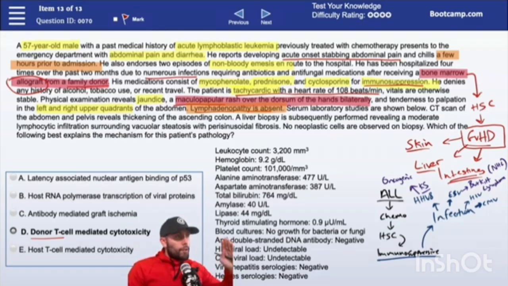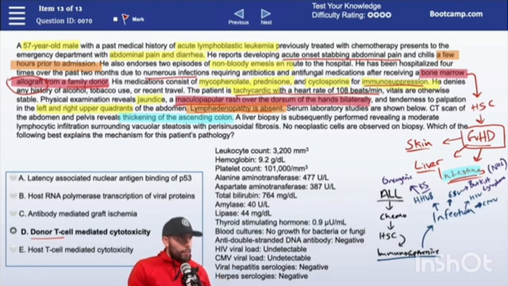All right, we're off the detour, back on the main road here. So serum laboratory studies are shown below. We'll go through these in a second. Let's just keep reading. So, okay, CT scan of the abdomen and pelvis reveals thickening of the ascending colon. I would attribute this mostly to the intestinal inflammation from the graft-versus-host disease, but it could be more of an infectious colitis versus an inflammatory one from the graft-versus-host disease.